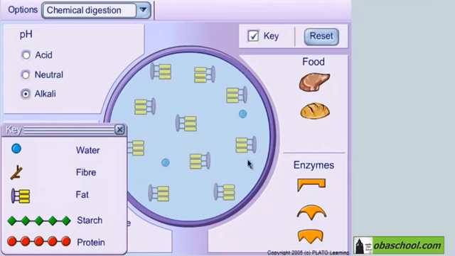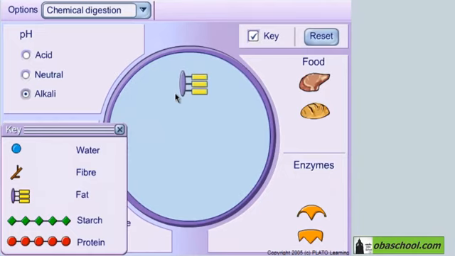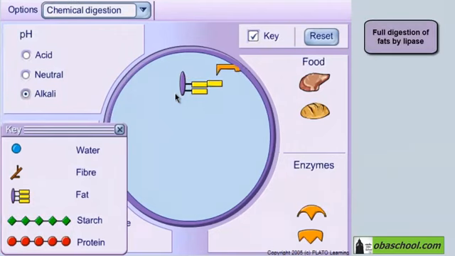Now let's add butter. Let's see lipase. Lipase is going to fully digest lipids in the small intestine. We already saw this with meat and with bread.